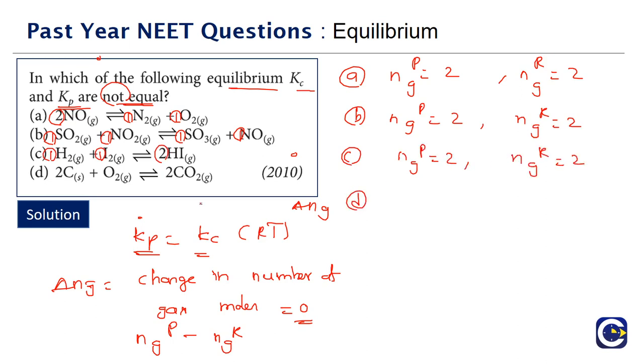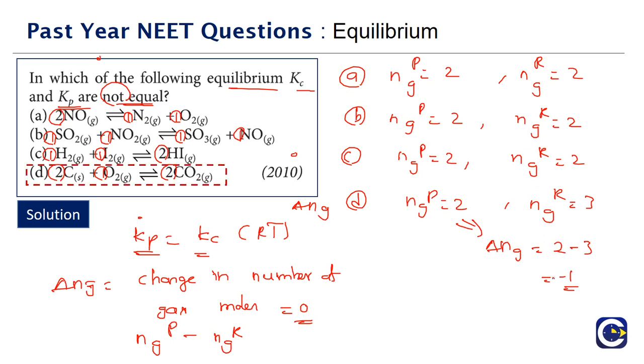If you look at option D, here the reactant side is 2 plus 1, whereas the product side is only 2. So the number of gas moles on the product side is 2 and on the reactant side is 3. So for option D, delta Ng will be 2 minus 3, which is equal to minus 1. Hence for this one, the Kp value will not be equal to Kc. The correct answer is option D.